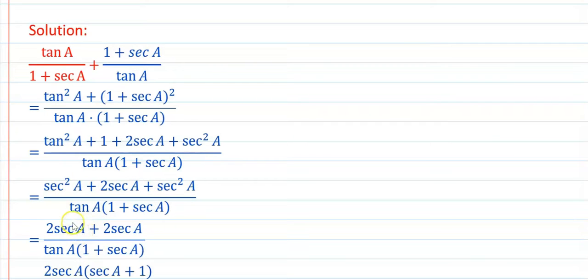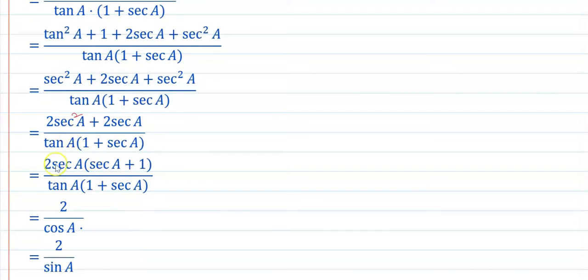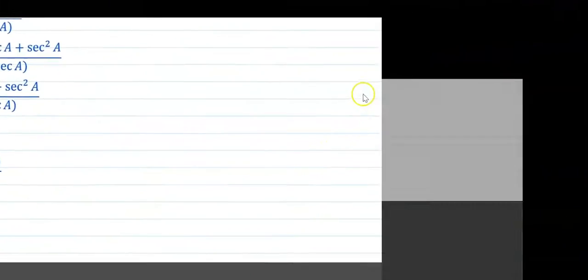Here is 2 sec square a. Now I will take the common, that is 2 times sec a. If you take 2 times sec a as common, then in the bracket you will get 2 sec a in bracket, sec a plus 1. Now the denominator's sec a and the numerator's sec a get cancelled and you will get 2 sec a upon tan a. And if you simplify it, what do you get here?